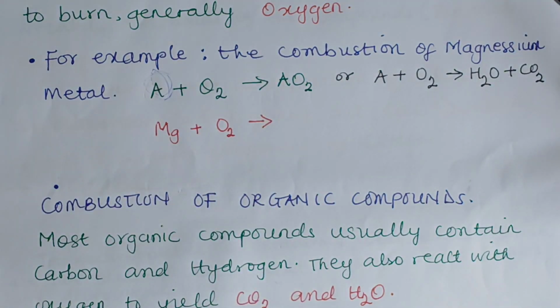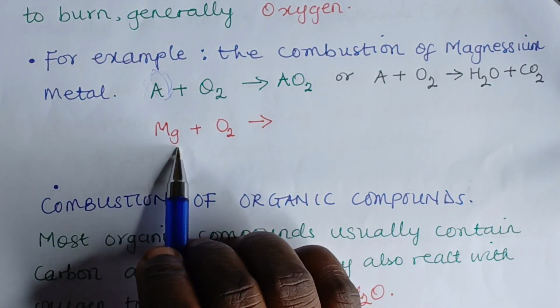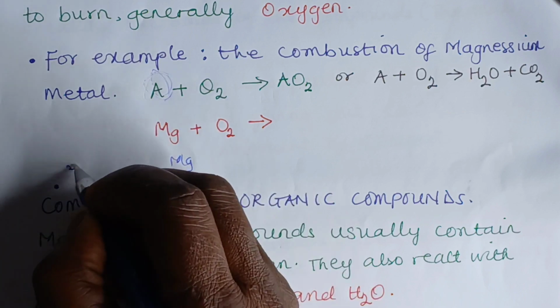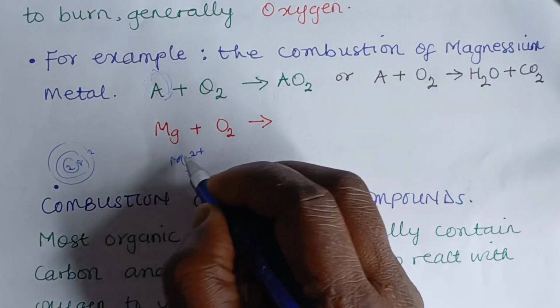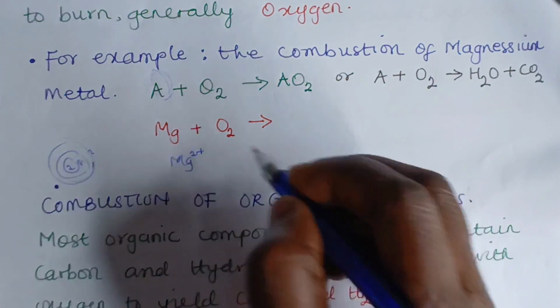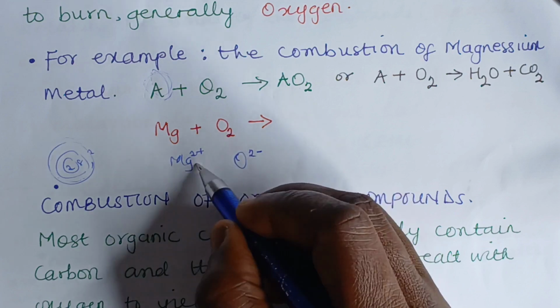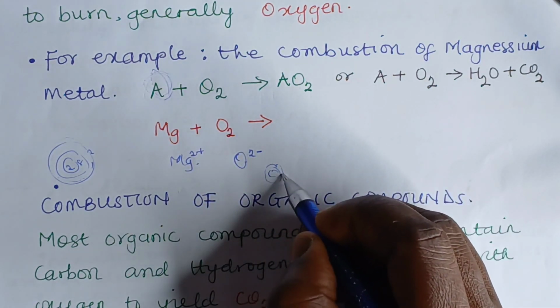But one thing I want you to know is that the general products of combustion are water and carbon dioxide gas. But in this case, magnesium, which has atomic number 12, reacts with oxygen. Magnesium is 2, 8, 2: 2 on the first shell, 8 on the second shell, and 2 on the third shell. It carries plus 2, because it gives out 2 electrons, and the oxygen carries minus 2 because its atomic number is 8. So we have 2 on the first shell and 6 on the second shell, and it gains 2 more to complete it.